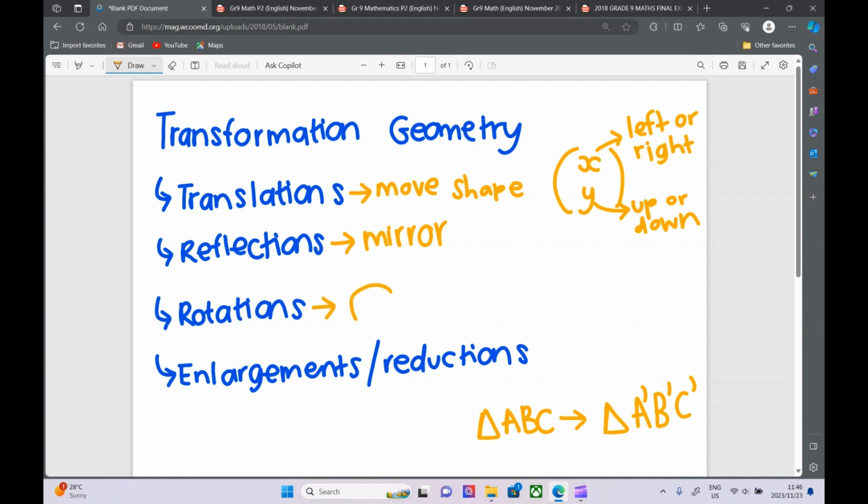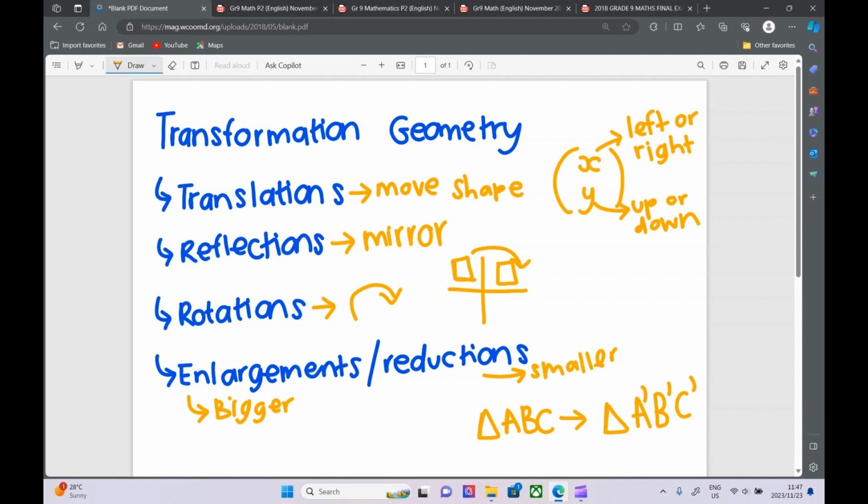Rotations means we're just moving it around. So that would be if you had maybe a square here, and then you rotated it. So maybe you could rotate it in here. Okay, so you're spinning it around. And then enlargements or reductions. So enlargements, it's making the shape bigger. And reductions makes the shape smaller.